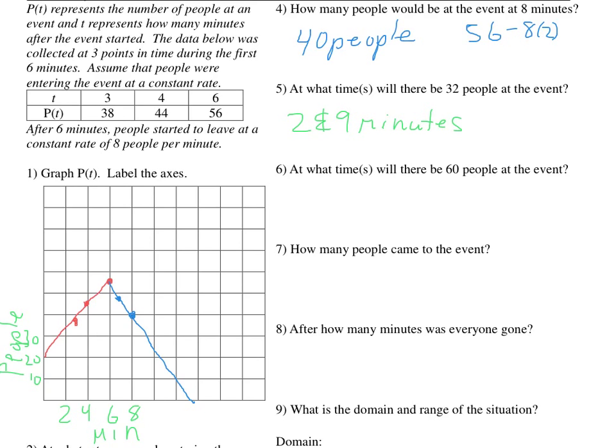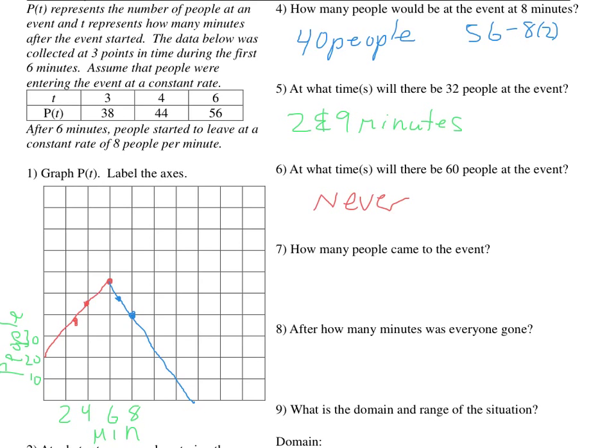All right, next question. At what time would there be 60 people at the event? Okay, so wait, the highest there is 56. So 56 is the highest point, so will we ever have 60 people? No, the graph never reaches 60, so that's a trick question, if you want to call it that. It will never happen. So you have to watch out for that. Sometimes problems or ideas don't make sense. It's never going to happen.